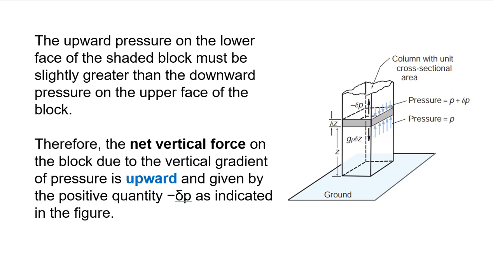Therefore, the net vertical force on the block due to the vertical gradient of pressure is upward because of the pressure gradient force. So we talked about this in the previous video. For a slab to be in equilibrium, its weight must balance the pressure gradient force, which is pushing the slab of air up.